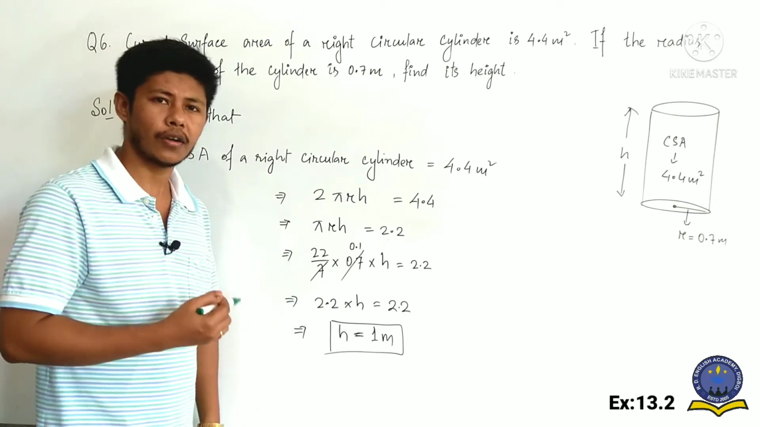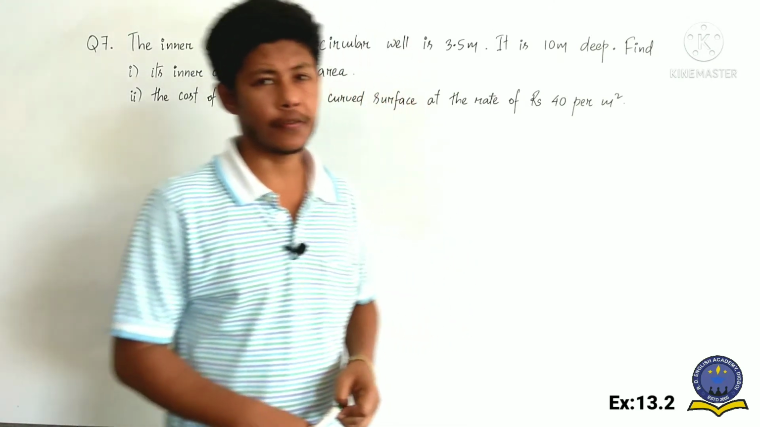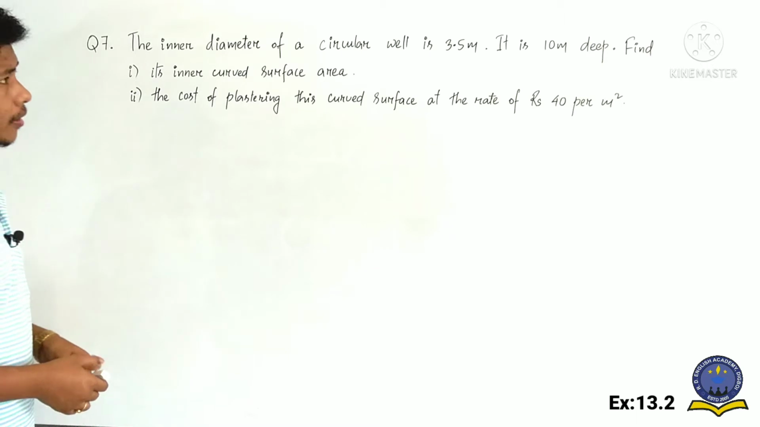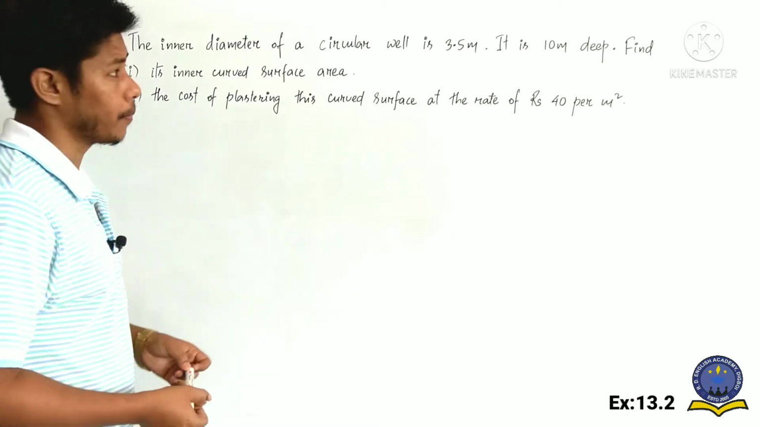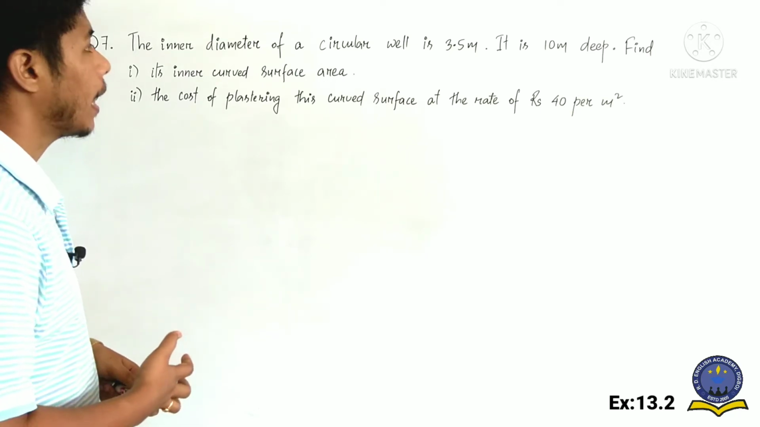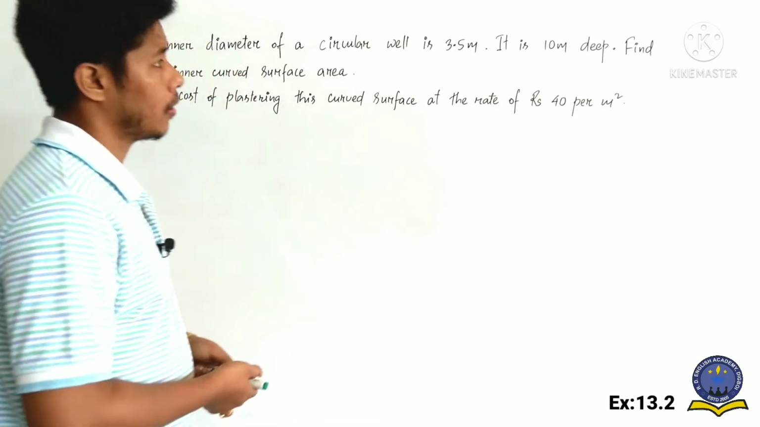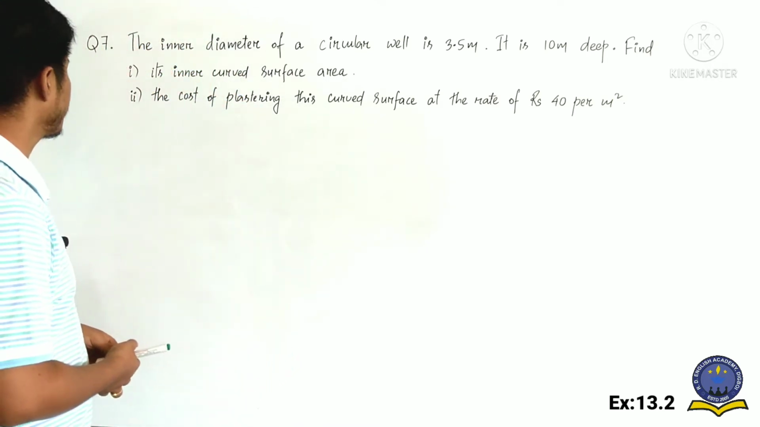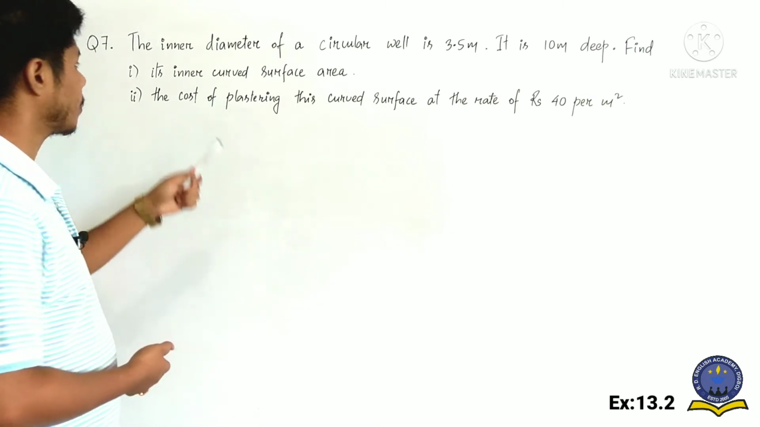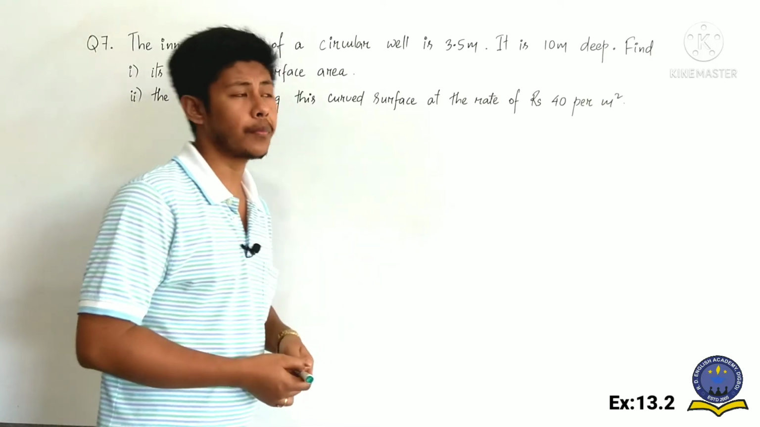Okay. After completing question number 6, next is question number 7. The inner diameter of a circular well is 3.5 meter. So the diameter of the circular well is given, as well as the depth, which we also consider as the height. The depth is given as 10 meter, and we have to find out two results: the inner curved surface area and the cost of plastering this curved surface area at the rate of ₹40 per meter square.